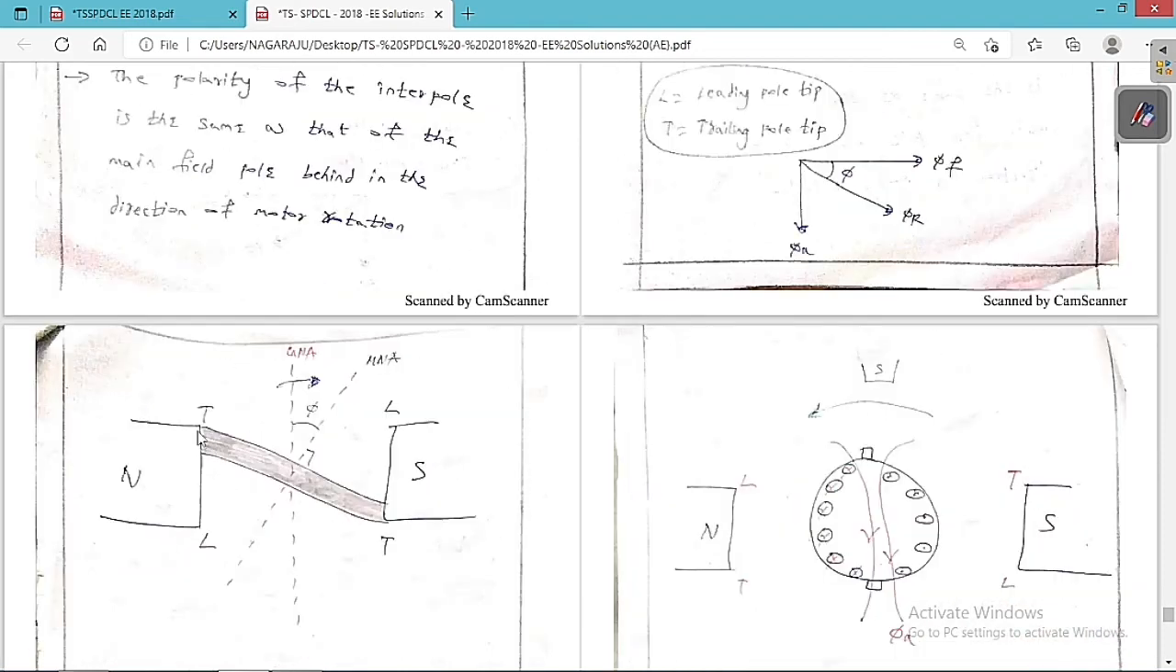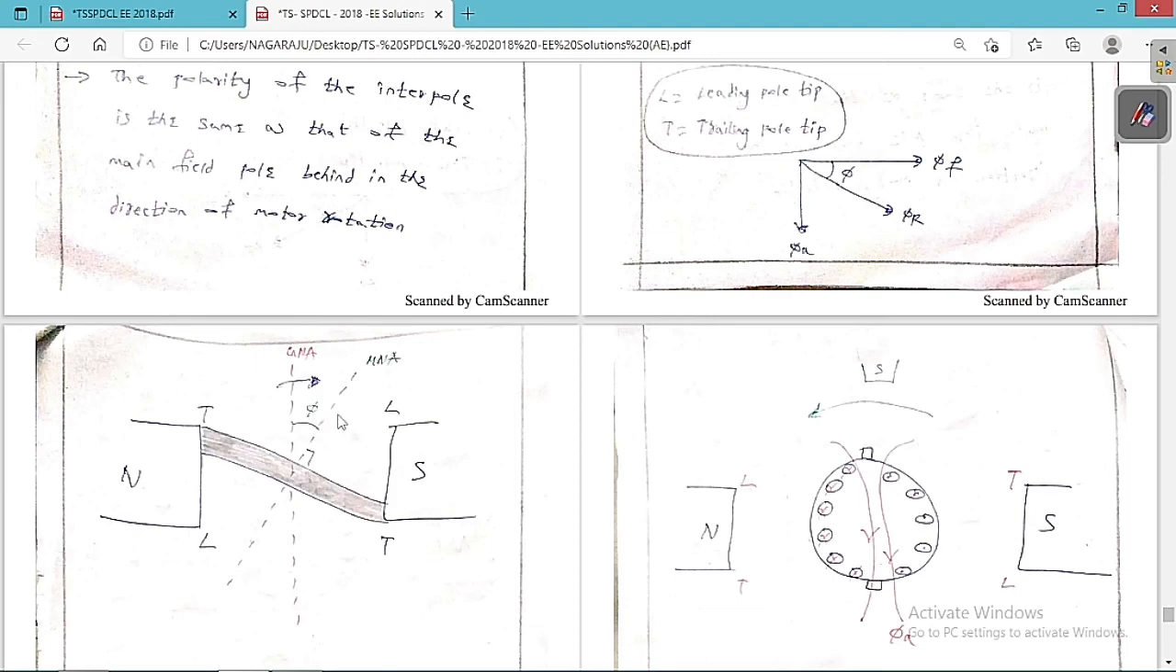Now you can see clearly this is the trailing pole tip. So the overall flux will now become like this. Therefore you can see at the trailing pole the flux will be very high when compared to the leading pole. In this way I am going to rotate the generator.